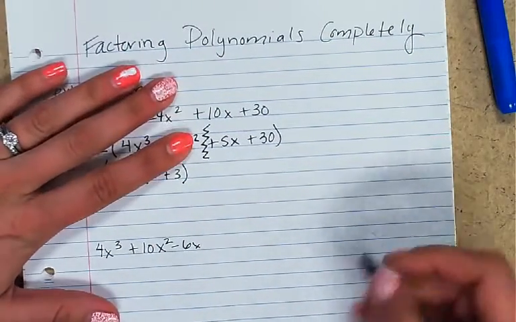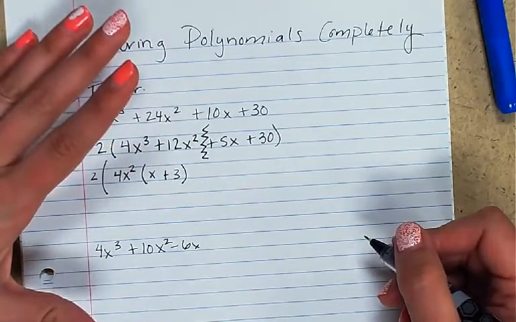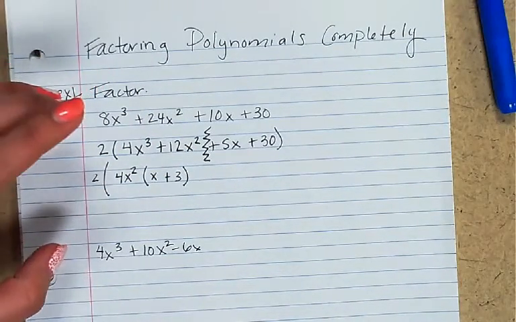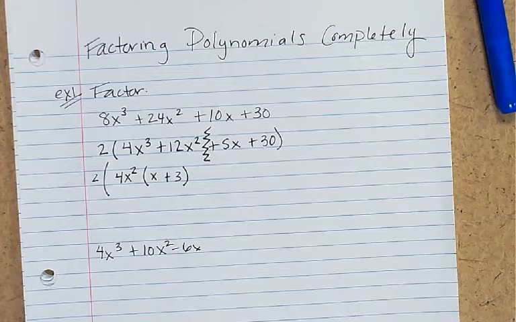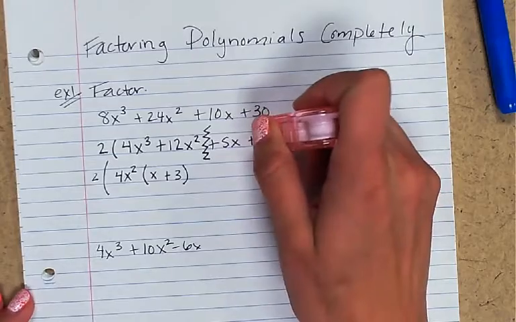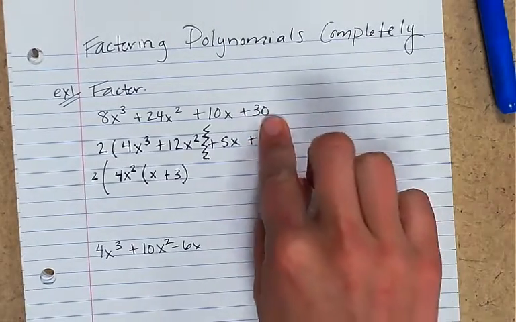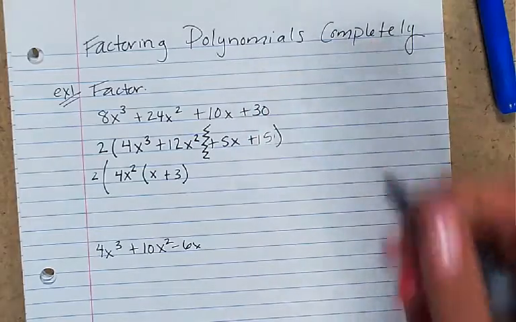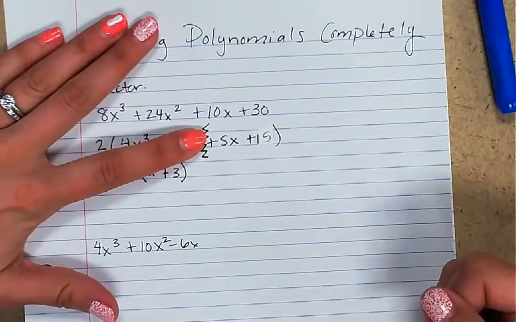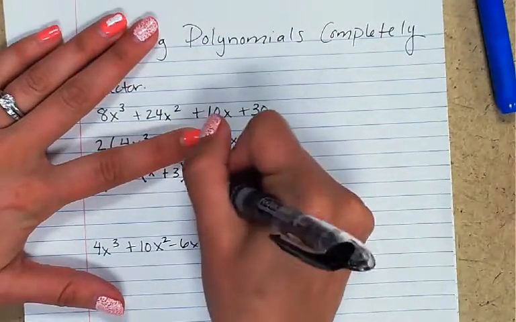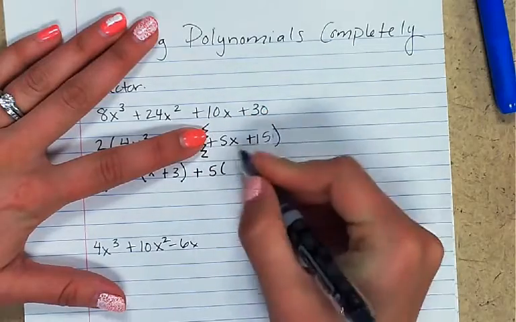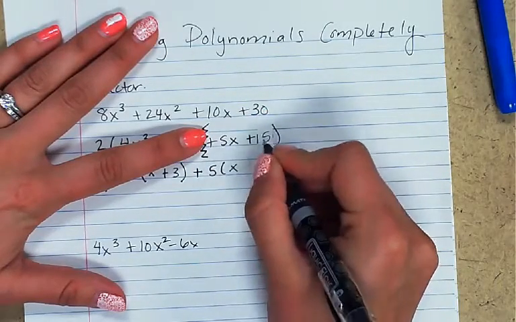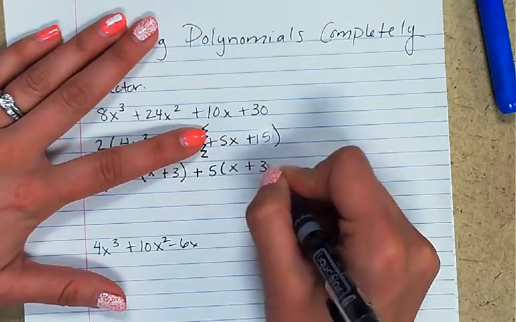Okay, now let's look at the back two. Whoops, I messed up. I forgot to divide the 30 by 2. When I divided 30 by 2, I should have put that this was 15, not 30. I don't know what I was thinking. So looking at the back two, we have 5x plus 15. The biggest thing that we can divide out of that is a positive 5. 5x divided by 5 is x. 15 divided by 5 is 3.